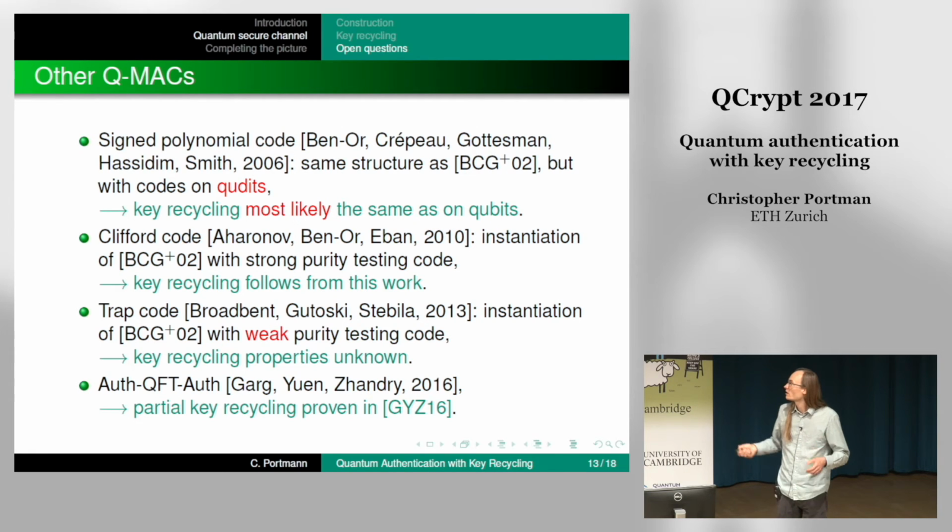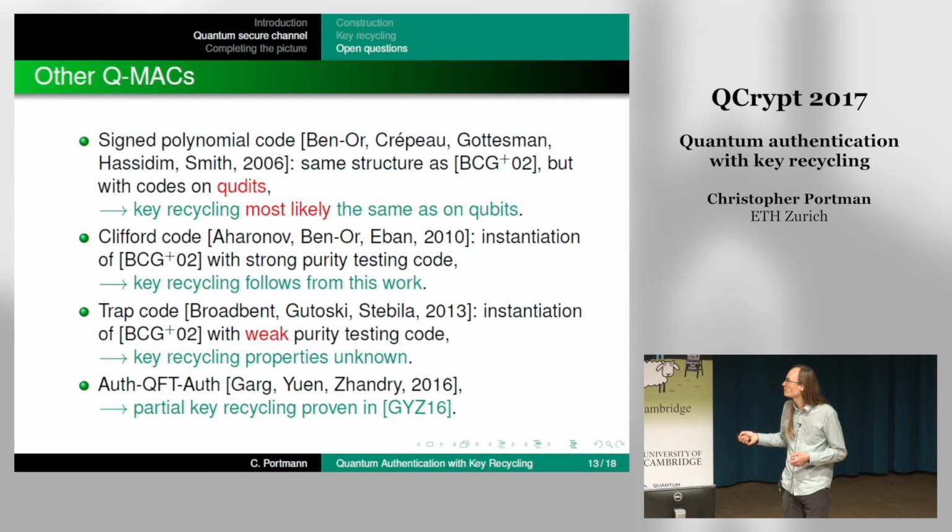So there are a bunch of other quantum authentication codes which have been proposed in the literature. For example, there's this signed polynomial code, which has exactly the same structure as the one used in the Barnum et al. paper, but it's on qudits, not on qubits. And the proof which I wrote up is written up for qubits. So this most likely goes through, but I don't know. There are a few other codes. The Clifford code falls in the same category, so the proof goes through.